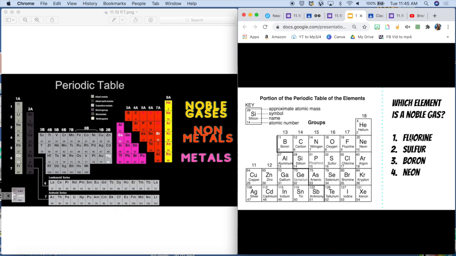Is fluorine a noble gas? Well, let's find it. Fluorine is in the second column. I go look over here. Fluorine has nothing to do with the noble gases, not in here. So what about sulfur? Well, sulfur is over here. I go over looking for sulfur. I find it right here. It's in the red. Not a noble gas.